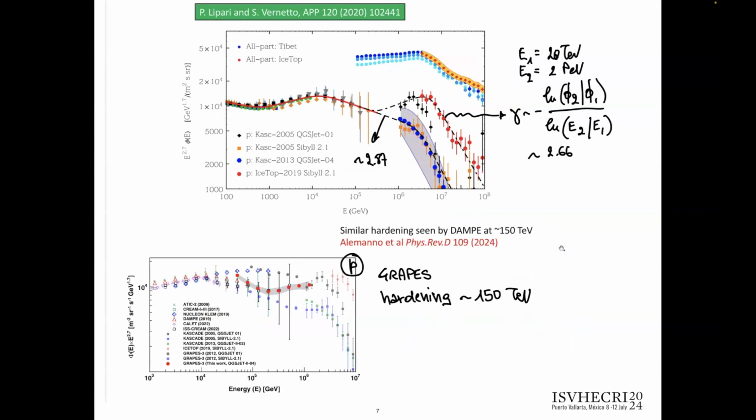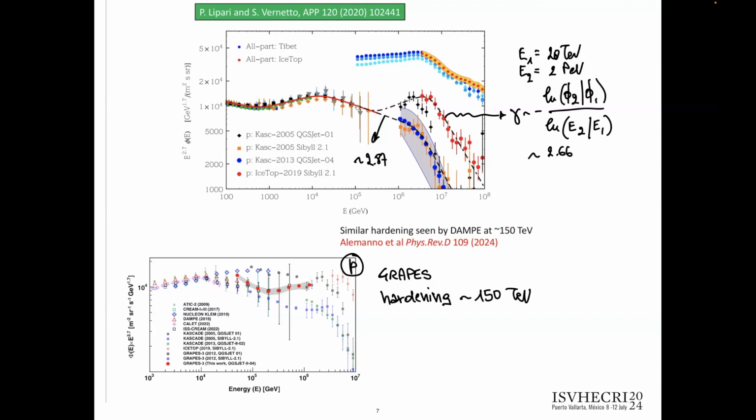There is an interesting point here: if you look at the proton spectrum here by KASCADE, by IceTop, you see a difference. And Lipari and Vernetto published a paper on this in which they discussed how you can connect these points to this part. And if you want to continue from the softening up to the highest energies in the same way, you end up with a slope of 2.87.